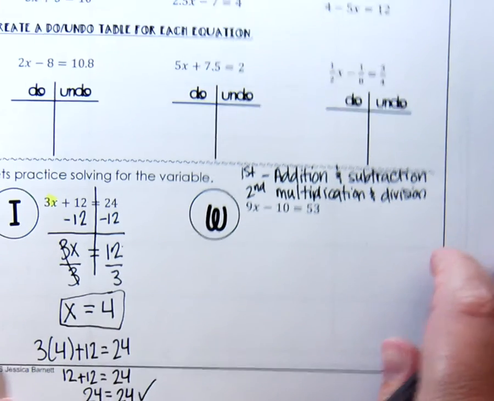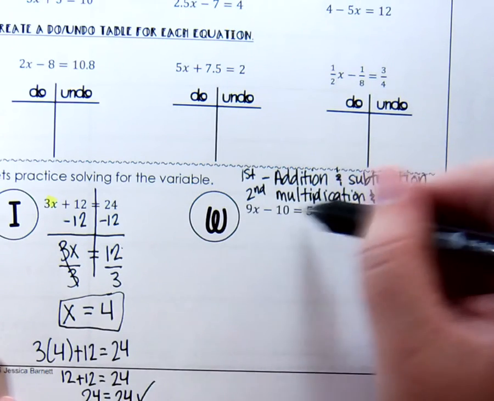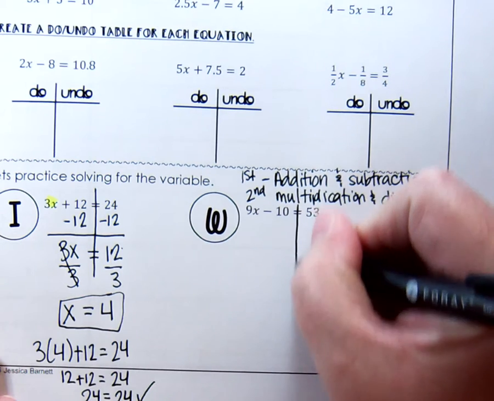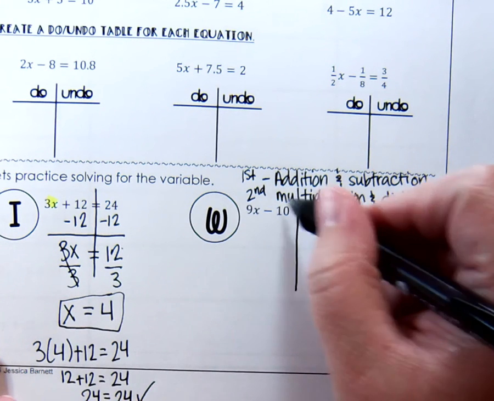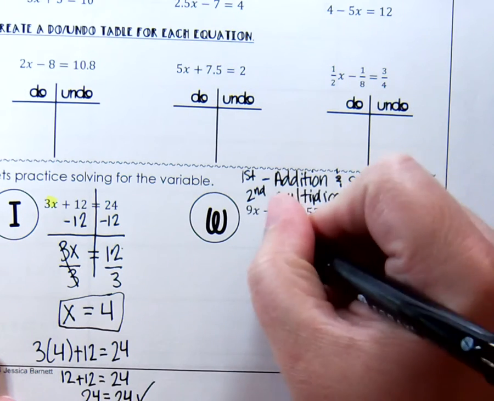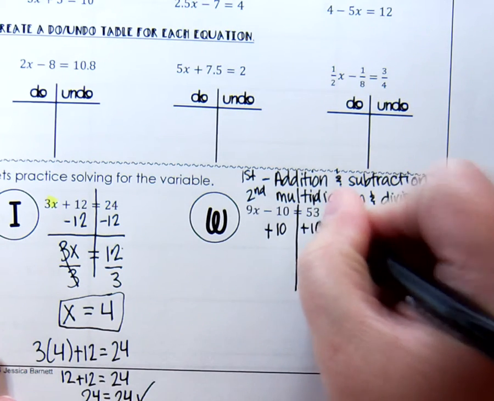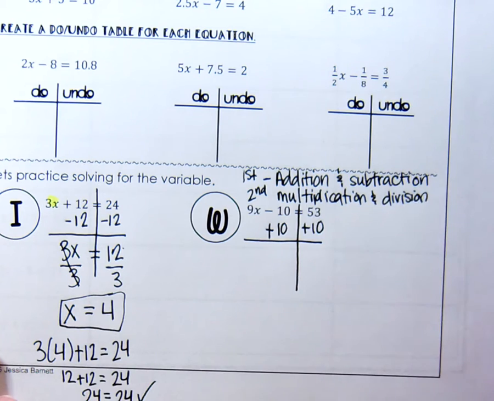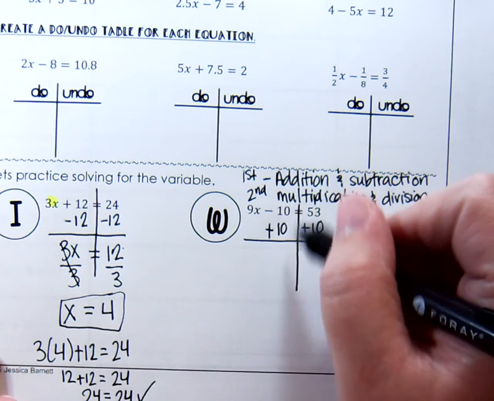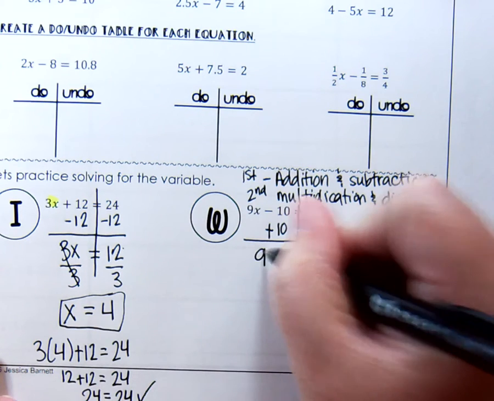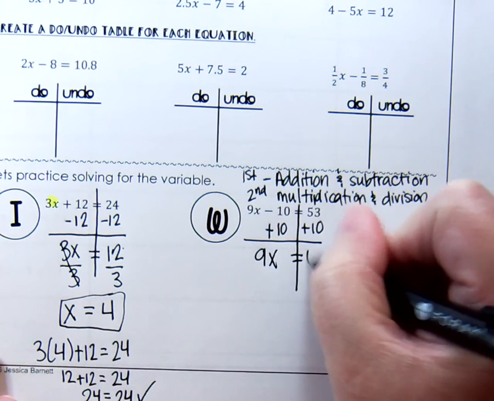Now let's look at the next one. This one we have a subtraction problem. So again, I'm going to separate it into the two sides. To undo the subtraction, I need to add 10 to both sides. So minus 10 and plus 10, those are opposites, and they cancel out and leave me with 9x equals 63.